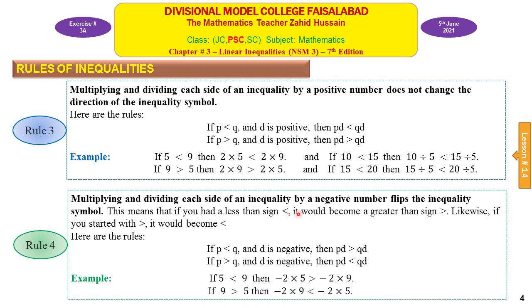We will use this important rule in solving the inequality. In inequality, if the coefficient of x or the variable is negative, to find the value of x, we will either divide both sides by that negative number, or we will multiply both sides by that negative number. But multiplying and dividing an inequality by a negative number will flip the sign of inequality.